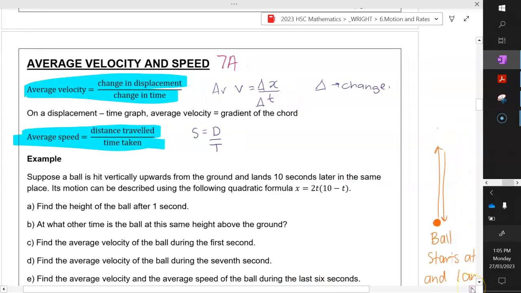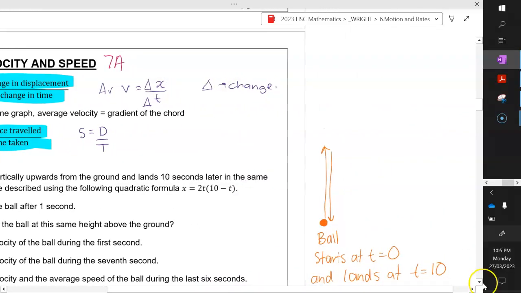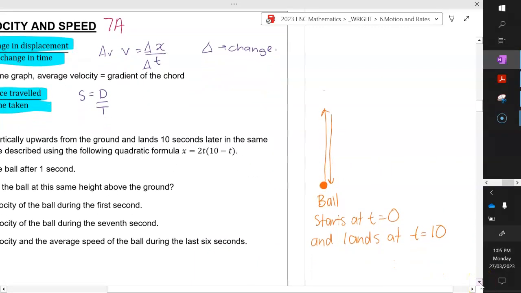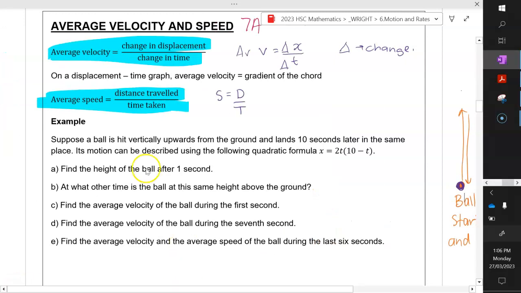Now, let's have a look at my little diagram. It's just a simple diagram. Here's the ball here. It started on the ground here. It's moved upwards and it's come back down again. It started at time equals 0 and it lands at time equals 10. So it's taken 10 seconds to go up and then come back down and land where it started. Let's see what we can do with the questions on this one.